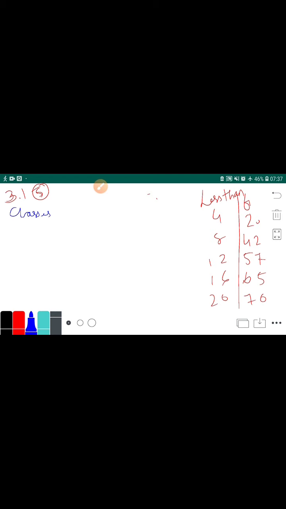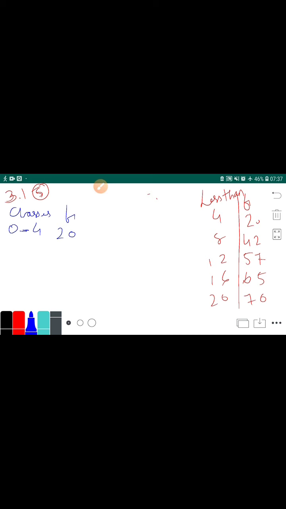Now how will I convert it? So first of all, I'll make a class 0 to 4. They have said that less than 4, so I'll make a class 0 to 4. Right hand side in red handwriting there is a question and I am writing answers in blue. As I told you, less than 4 is 20, so class 0 to 4 frequency is 20.